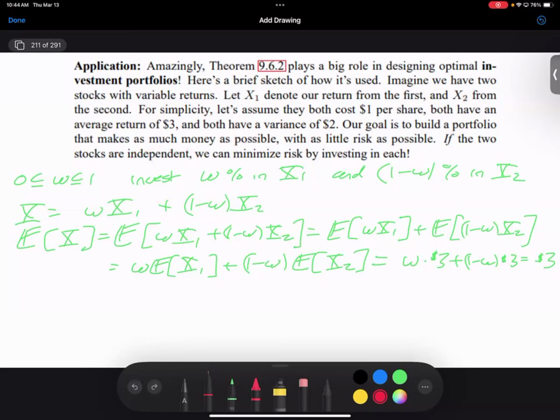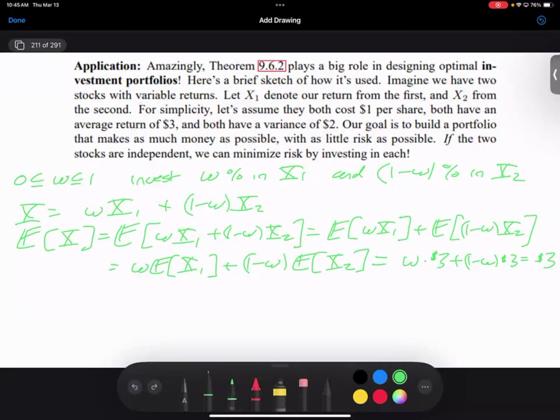Big assumption. From this point of view, if I only care about the expected value, does it matter how I allocate between the two resources? No, I'm indifferent. No matter what W you give me, my expected return is 3.